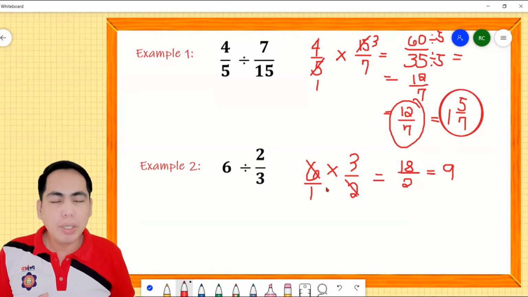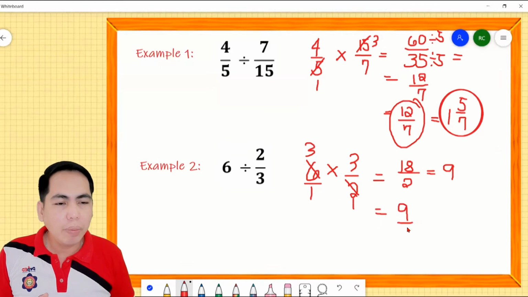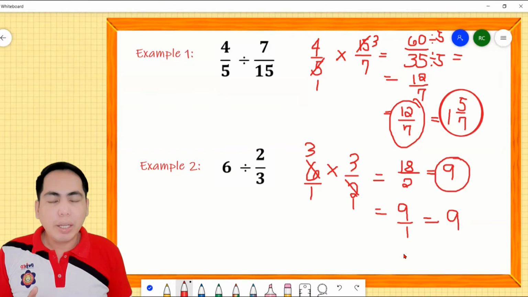Both of these numbers can be divided by 2. 6 divided by 2 will give us 3. 2 divided by 2 will give us 1. So 3 times 3 will give us 9. 1 times 1 will give us 1. So 9 over 1, that is equivalent to 9. So that's why when we divide, 6 divided by 2/3 will give us 9.